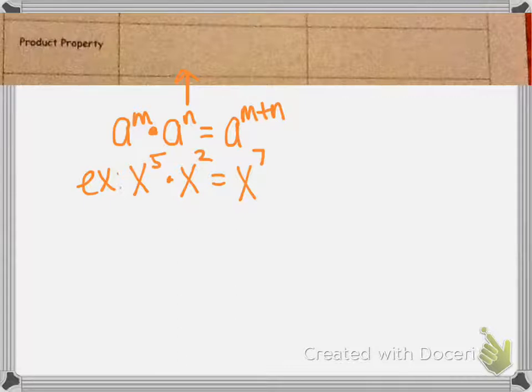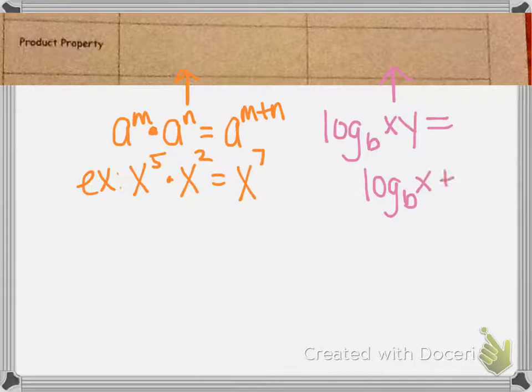The property for logarithms is different. If we have log base b of x times y, then that is equal to log base b of x plus log base b of y. Remember, since log and exponential equations are inverses of each other, the properties are reversed. When I'm multiplying in exponentials, I add the exponents. When I'm multiplying for logs, I'm adding each log separately.